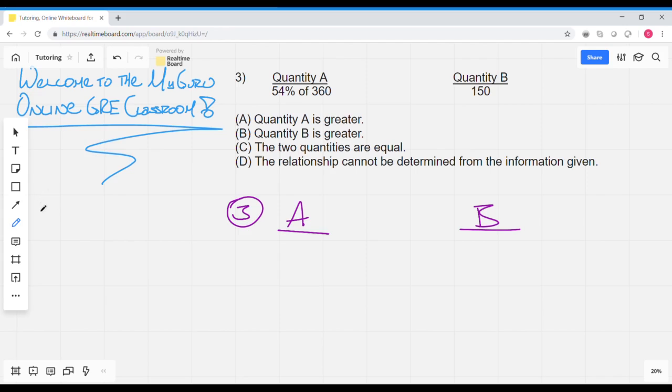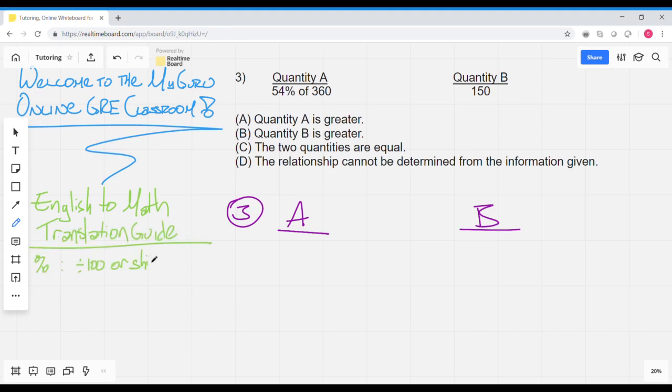Now, we want to always consider as well our English to math translations. And so whenever we see the term percent, that means we have to divide by 100 or shift the decimal left 2 places. Now, anytime we see the word of, that means we need to multiply. And anytime we see the words out of, that would mean we need to divide.